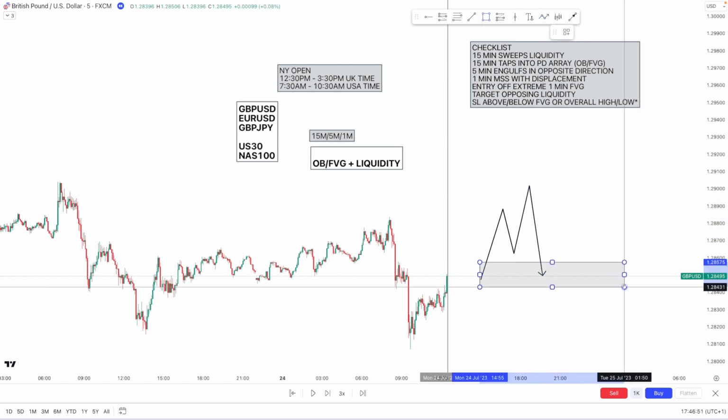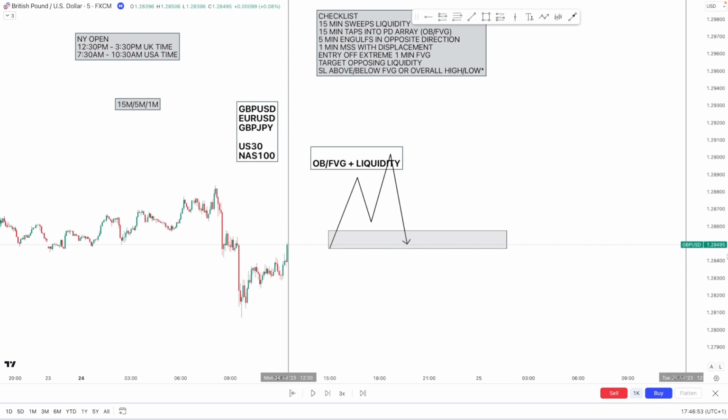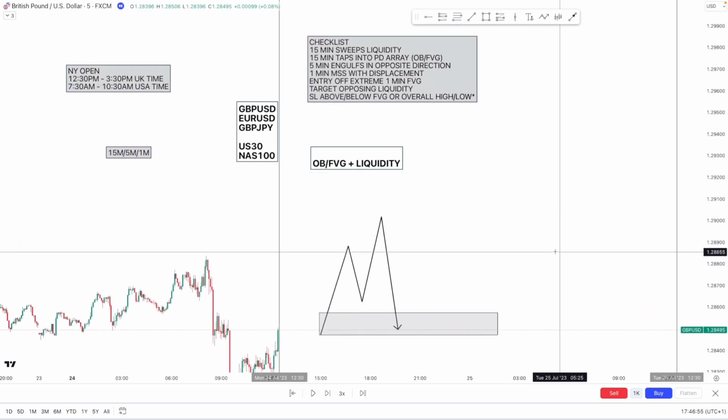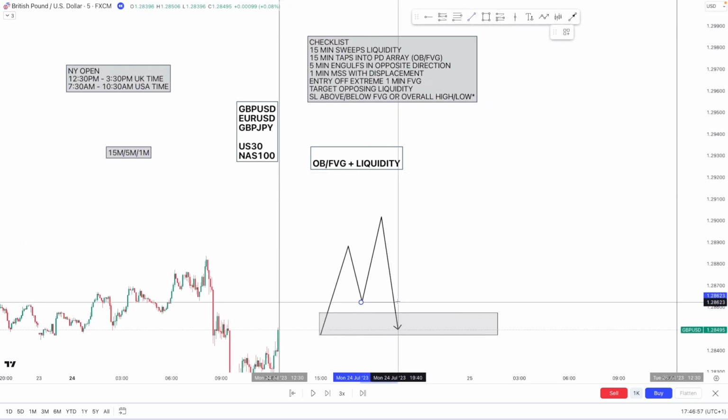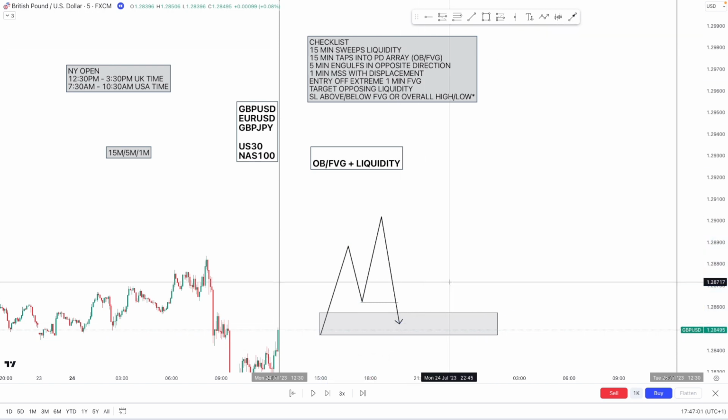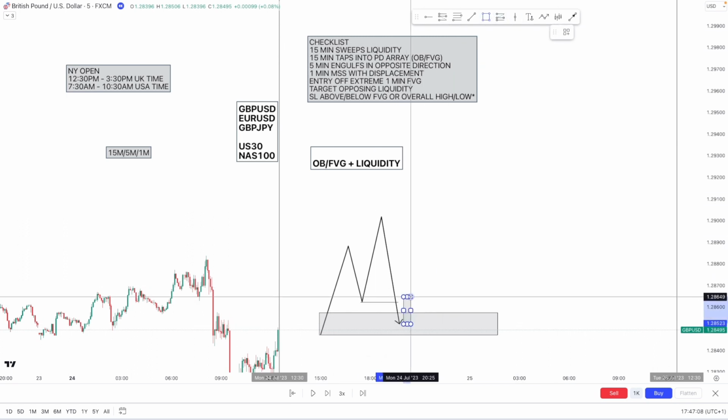This PD array right here, what a PD array is, it's just a point of interest at the end of the day, really and truly. As soon as it taps into there and it also took out this liquidity, there you go, it taps into the PD array. As soon as this happens, the entry model is completely different to anything you've seen before. You're going to go on the 5-minute time frame, and then you're going to wait for a bullish engulfment candle just so you can actually increase your win rate.